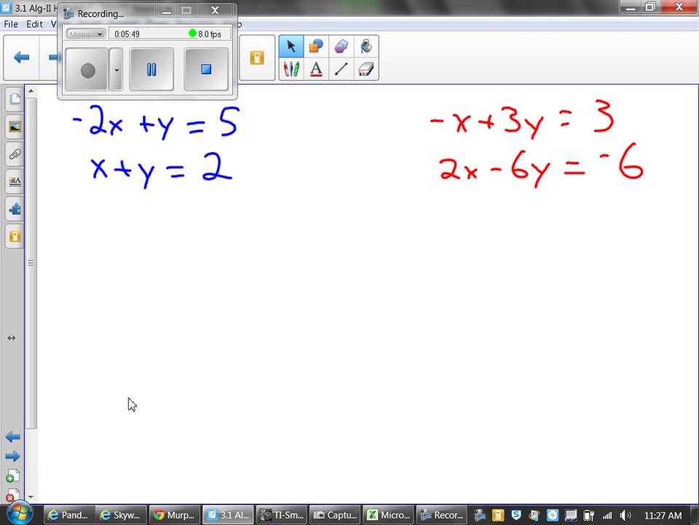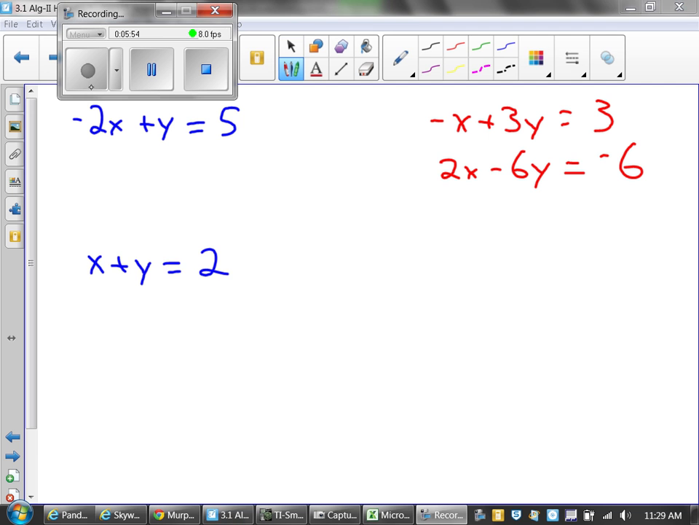Try these two. Remember, what you want to do is get y by itself and find the intersection point.